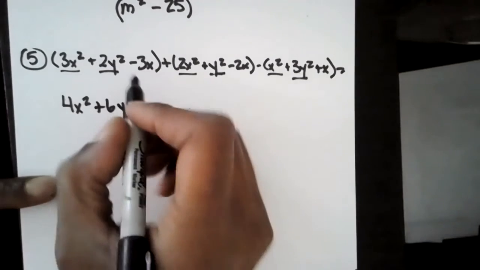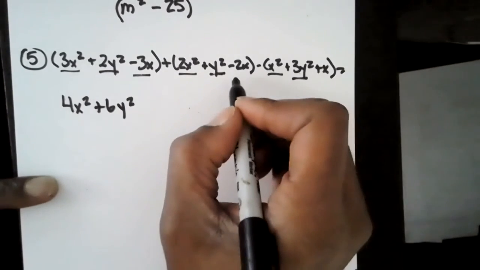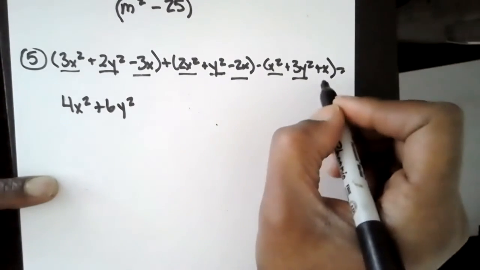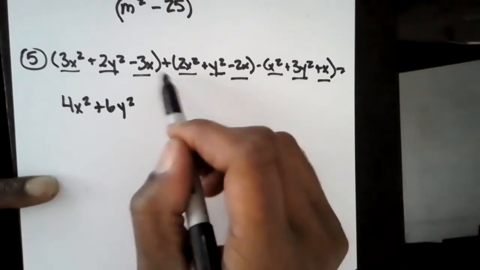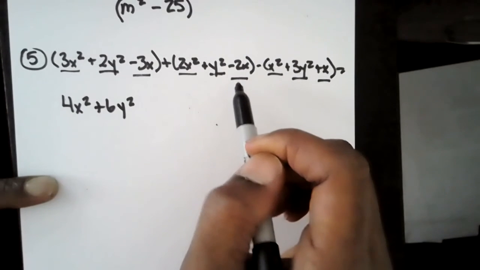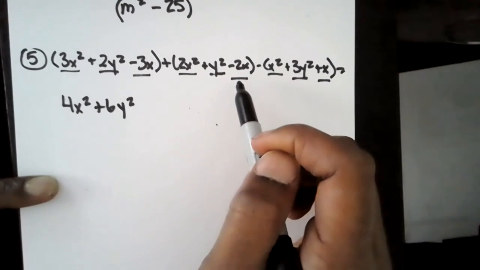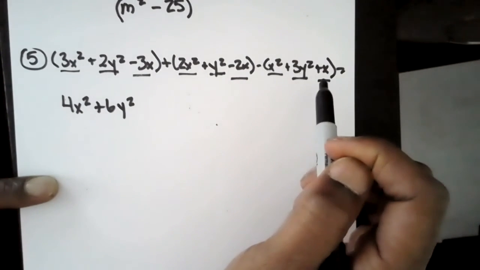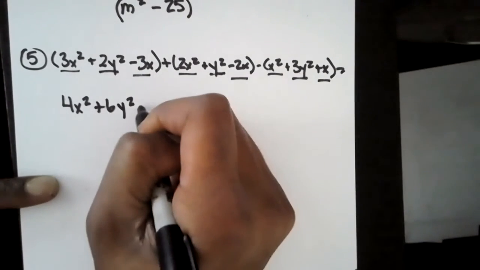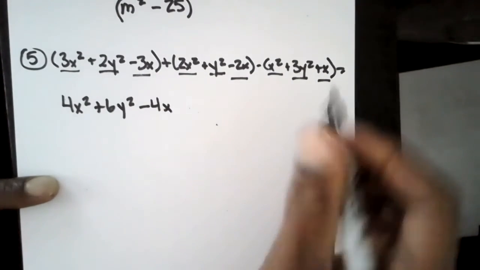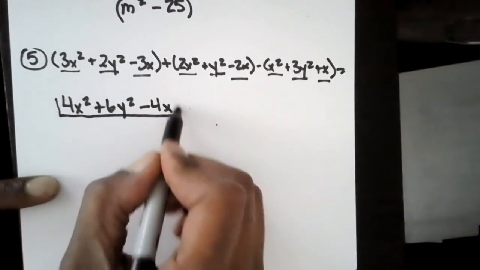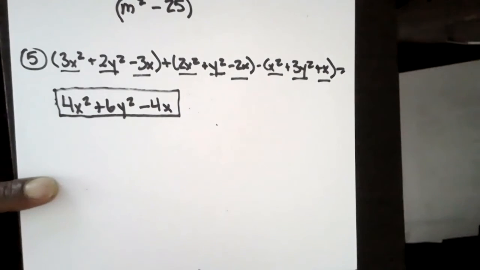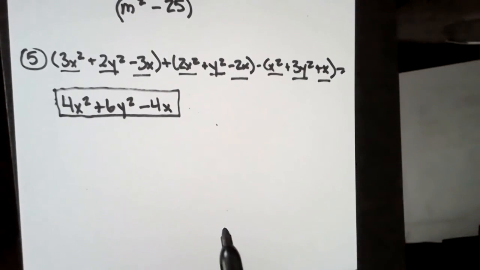Now looking at the last term, we have a negative 3x here, a negative 2x here, and a positive x here. So negative 3x plus a negative 2x is going to give us a negative 5x, right? So with the negative 5x plus an x is going to give us what? A negative 4x. We have no more terms to work out. This would be our answer. 4x squared plus 6y squared minus 4x. And that would be the answer.